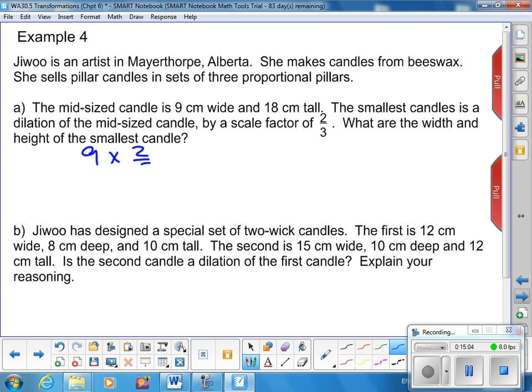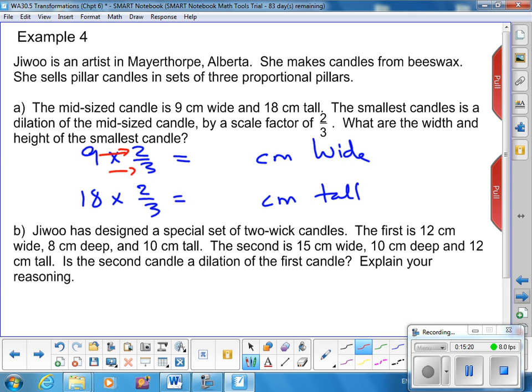So 9 times 2/3 equals, and 18 times 2/3 equals. So this is going to be centimeters wide and centimeters tall. Remember, when you're multiplying by a fraction, you multiply straight across. Now, there is no denominator, but you certainly can put 1 over underneath any whole number to make it a fraction. 9 times 2 is 18 divided by 3, which then reduces to 6 centimeters. 18 times 2 is 36 over 3, which then reduces to 12 centimeters tall.